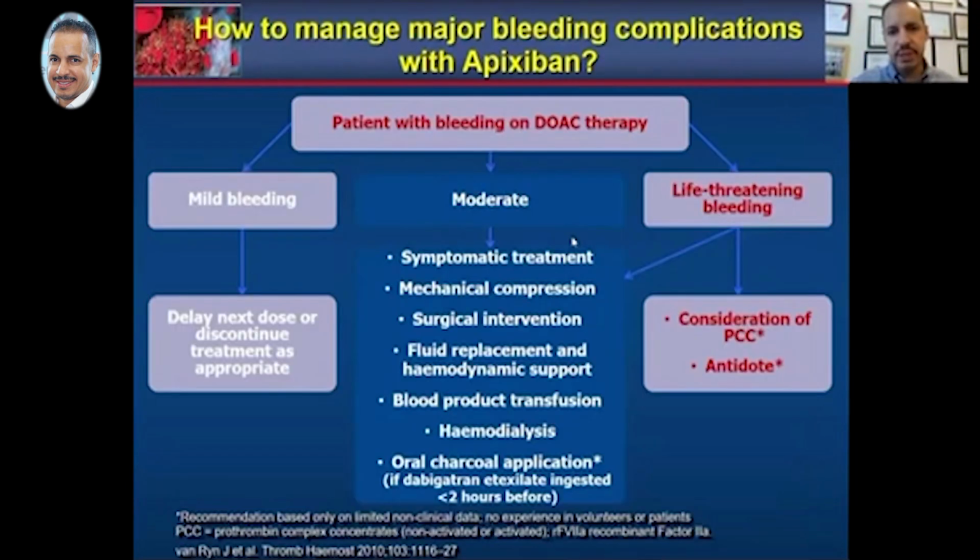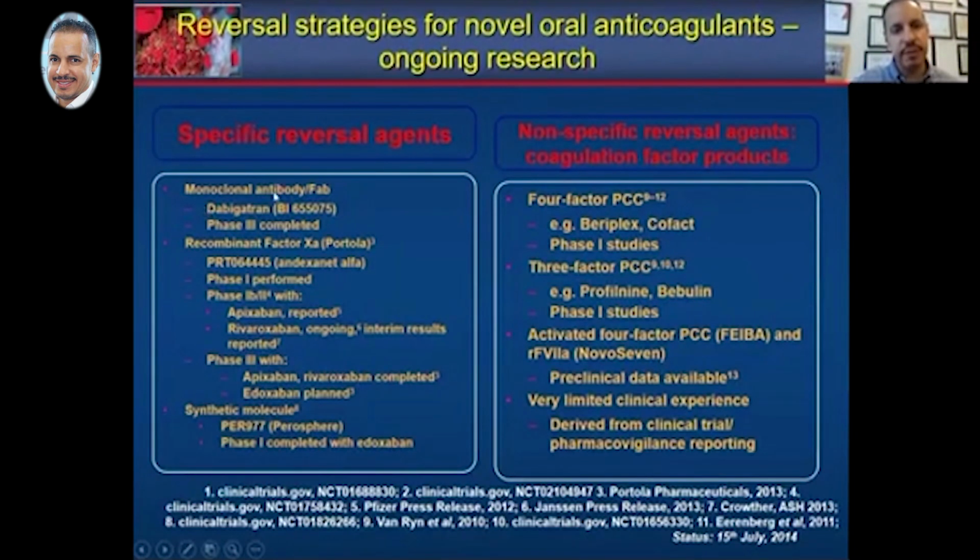If you have bleeding, you just need a classical approach. There are direct antidotes for these patients, like the monoclonal antibody idarucizumab for dabigatran, or recombinant factor Xa, andexanet alfa. We use it for rivaroxaban and apixaban. And we have non-specific reversal agents.